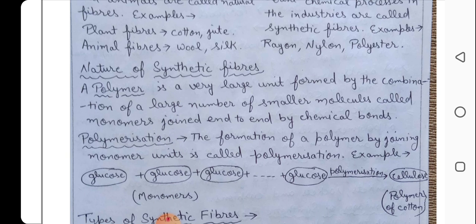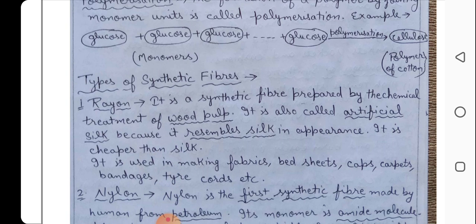Nature of synthetic fibers. A polymer is a very large unit formed by the combination of a large number of smaller molecules called monomers, joined end to end by chemical bonds by the process of polymerization. Polymerization: the formation of a polymer by joining monomer units is called polymerization. For example, several glucose units joined with each other by the process of polymerization form a polymer of cellulose.